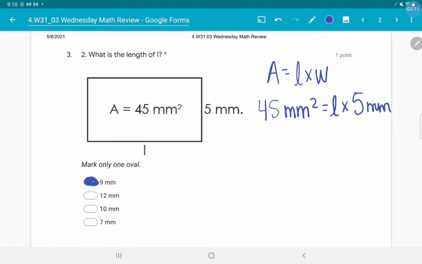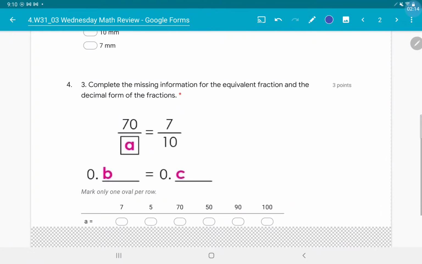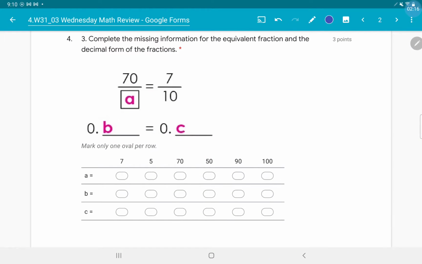Why do the answer boxes look so rectangular? I don't know.